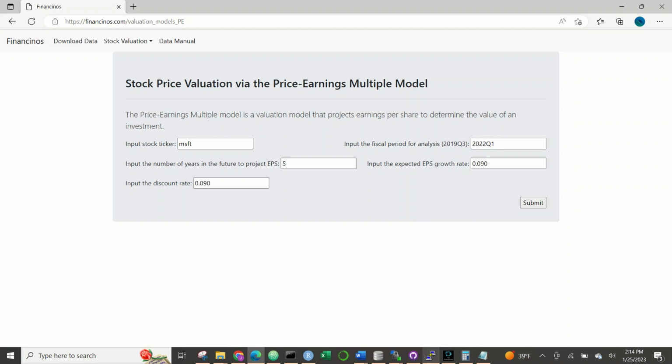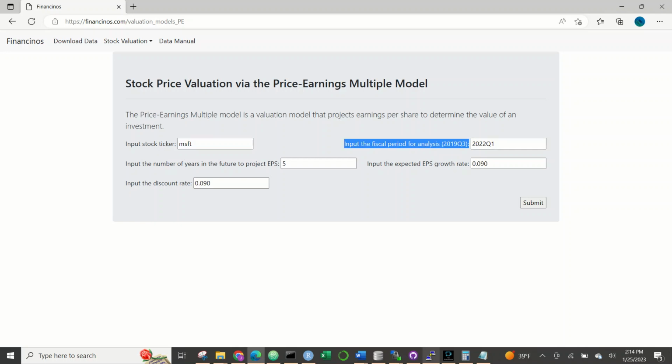Hi, today we are going to talk about the price earnings multiple model and how to use it to calculate the true value of a stock. In this first text box, we're going to input our stock ticker, Microsoft as our example today, into our price earnings multiple model.